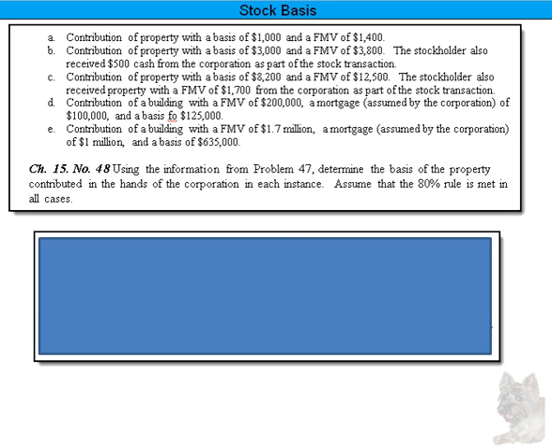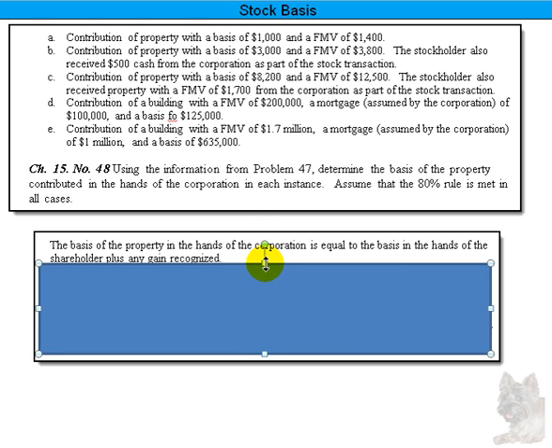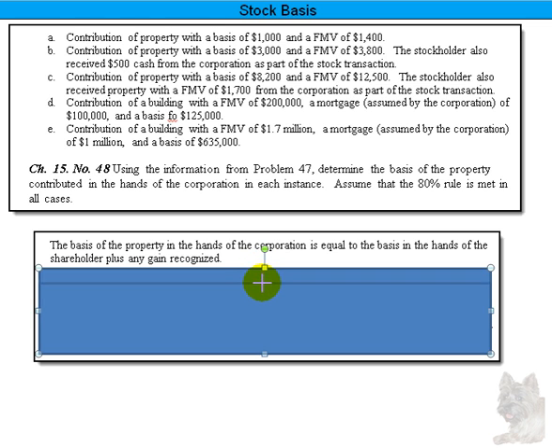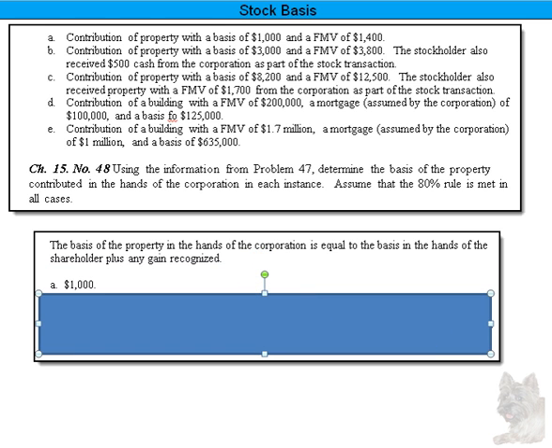Okay, now the screen moved a little bit for you. We're going to tackle the next question, which says, using the information from problem 47, and I've put that information labeled A through E on the screen there so you can see it, we need to determine the basis of the property contributed in the hands of the corporation in each instance and assume the 80% rule is met in all cases. Okay, well, again, the general rule is that the basis of the property in the hands of the corporation is equal to the basis in the hands of the shareholder plus any gain recognized. So, there was no gain recognized on A.